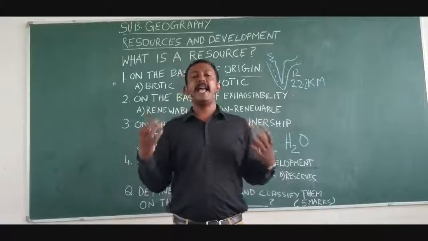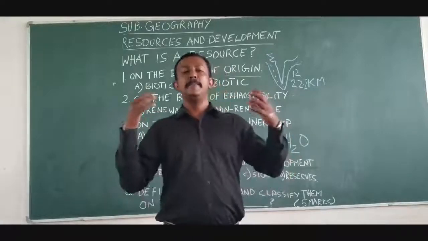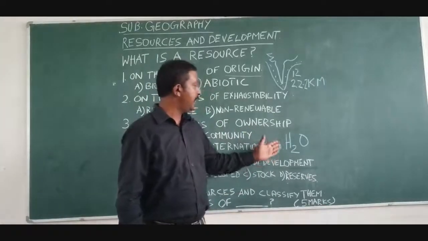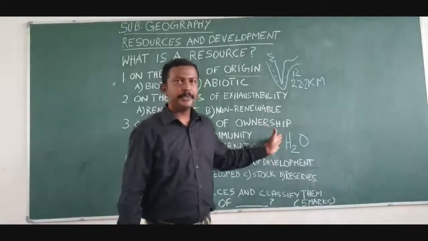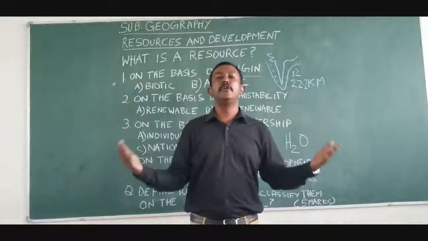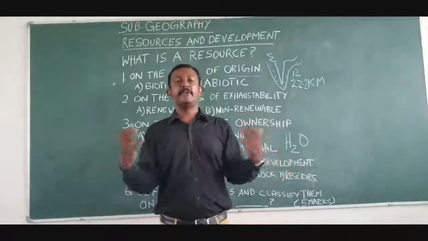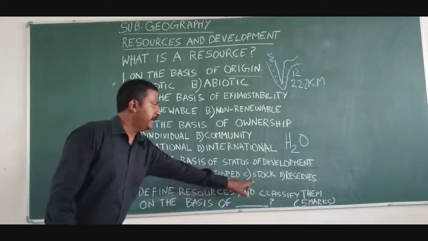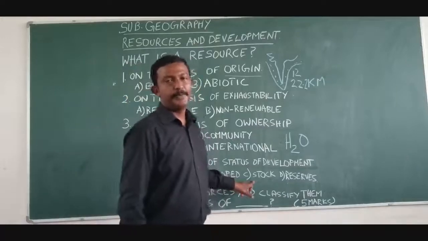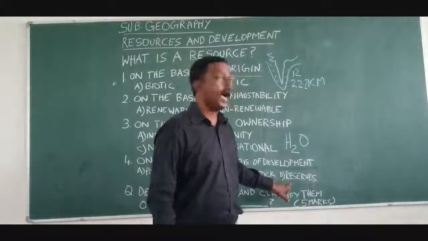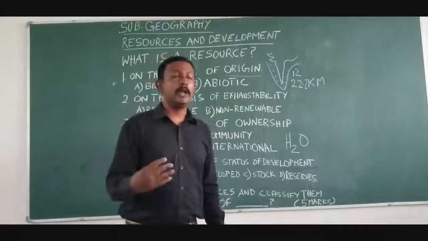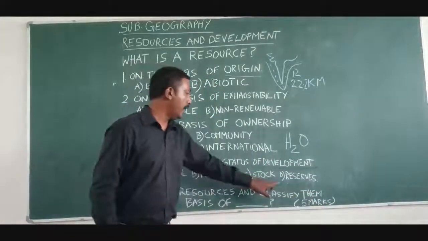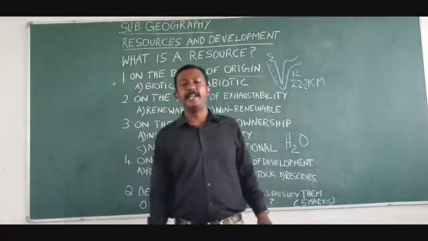It can be used as a resource to benefit us, but we do not yet have the technology to separate hydrogen from oxygen, although water is so freely available to us. We don't have the technology yet, and that is why, on the basis of development, this is known as stock. We keep it as a stock until we find some technology to separate this, and then we can use it as a resource. Understood? Let's move on.